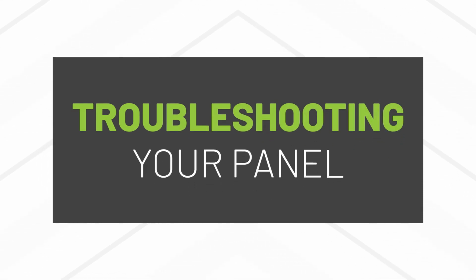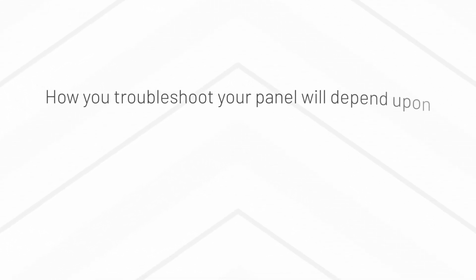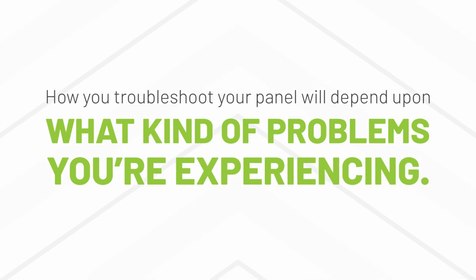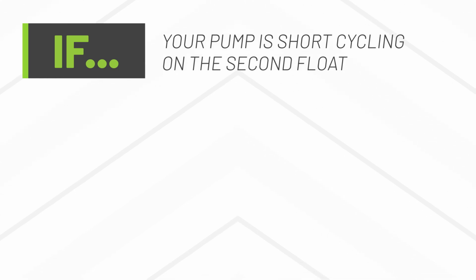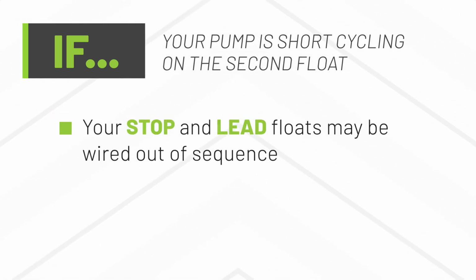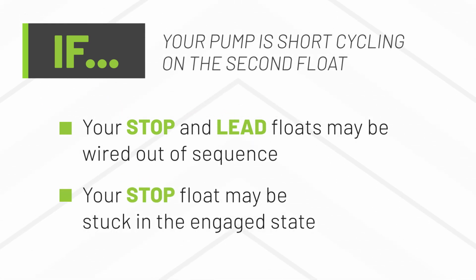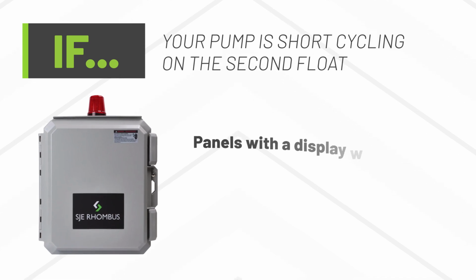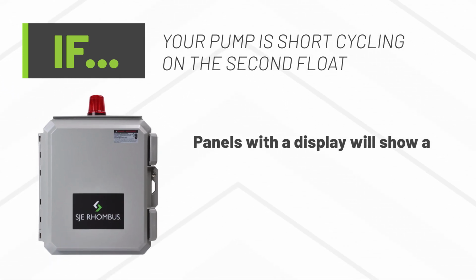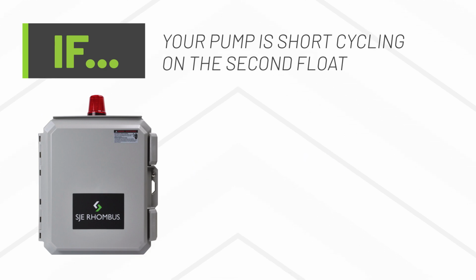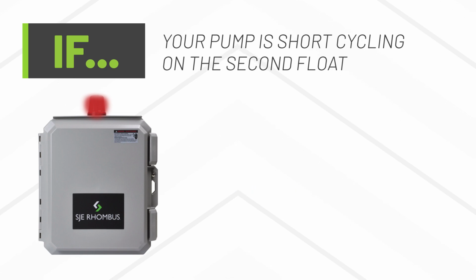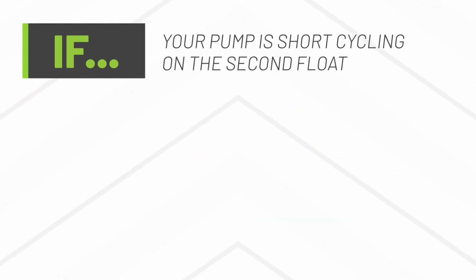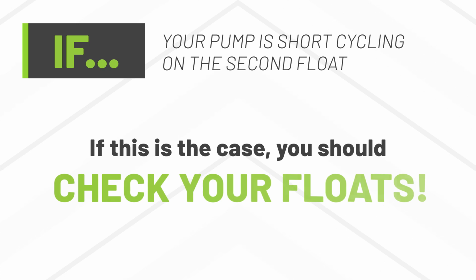Troubleshooting your panel. How you troubleshoot your panel will depend upon what kind of problems you're experiencing. We'll walk you through a few common scenarios. If your pump is short cycling on the second float, your stop and lead floats may be wired out of sequence, or your stop float may be stuck in the engaged state. Panels with a display, such as our IFS or EZ series, will show a float error code. In addition, the alarm will activate if one of the other circuits is triggered out of sequence, which is typically bottom to top. If this is the case, you should check your floats.